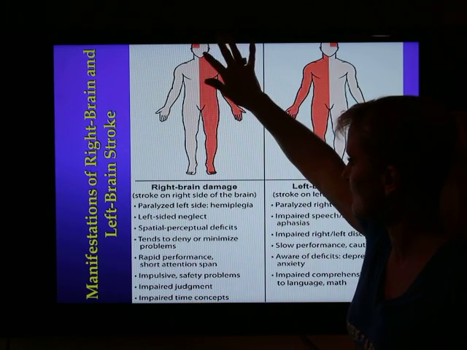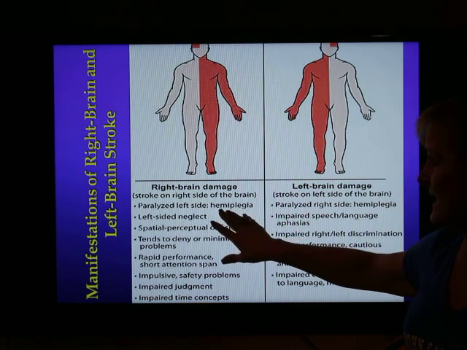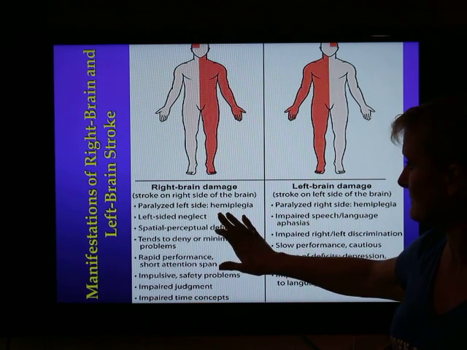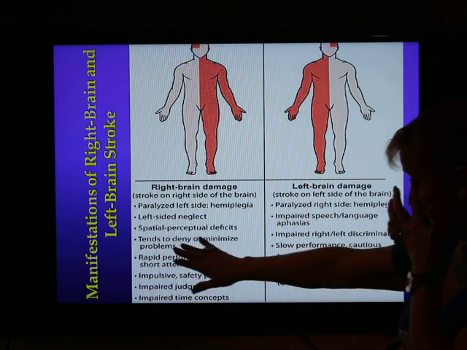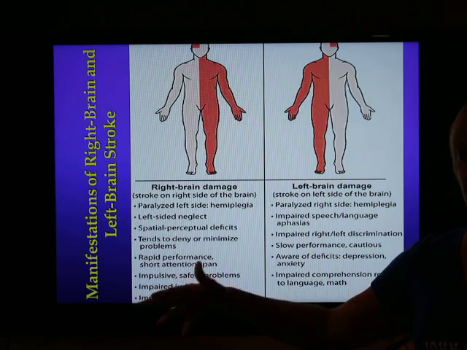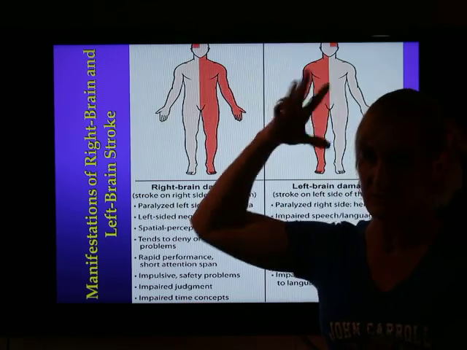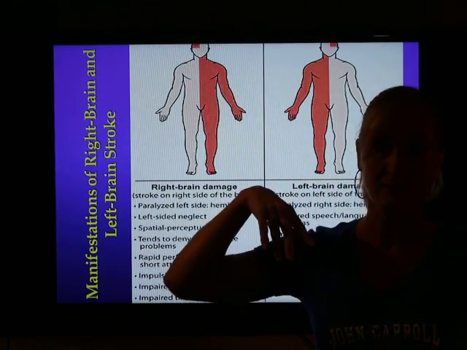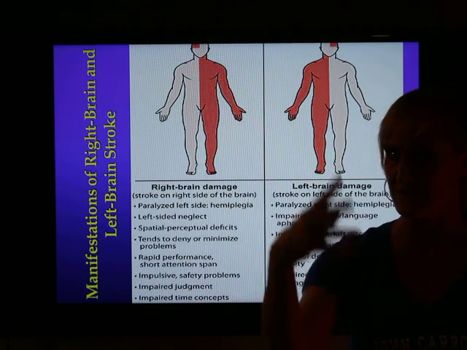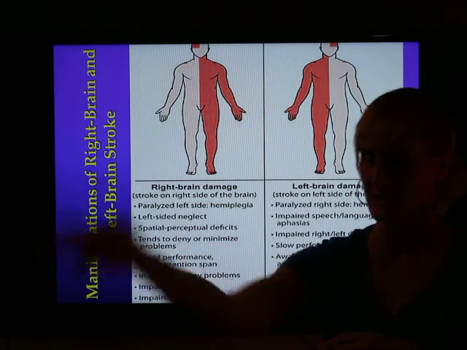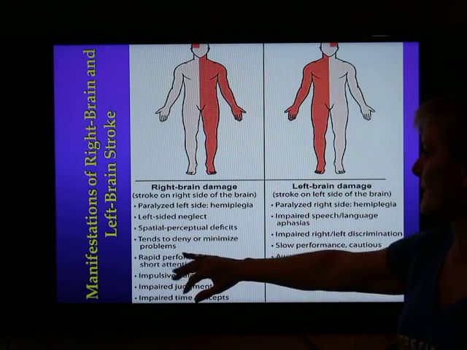So your patients who have right-sided brain damage will be paralyzed on the left side. That's called hemiplegia. I told you about that in the previous slide. They will neglect their left side. They will have spatial perceptual deficits more than your left brain. Even though it's in the parietal lobe on the left brain, it's really common on the right brain to have these spatial perceptual deficits, like I was telling you about, like they reach for something and they miss it because their perception is off.